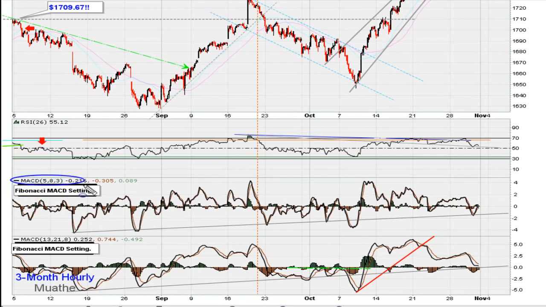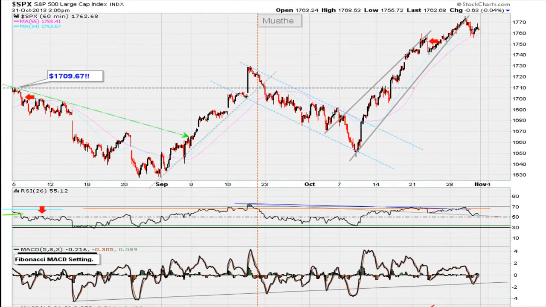But I use the 5-8-3 setting, and I also use the 13-21-8 setting, or you can use the default MACD setting of, I believe, 12-26, whatever it is. The default MACD setting can also be used for this. The thing we are trying to learn here is how to use the MACD crossovers to give you better signals. In this particular example, let's take a look at these crossovers here.